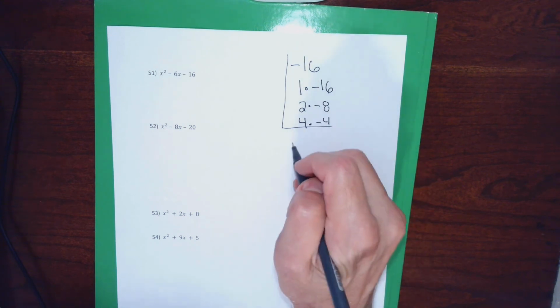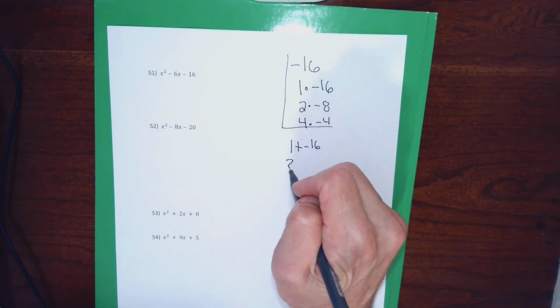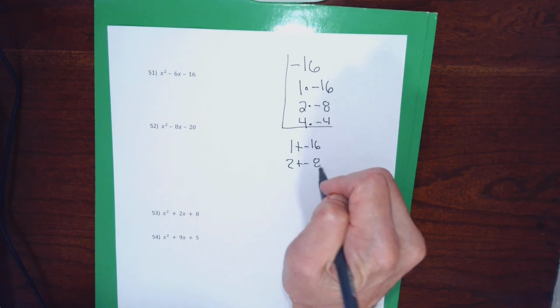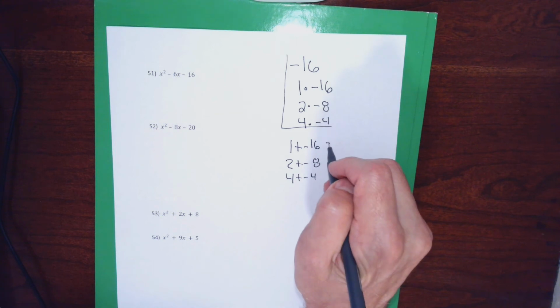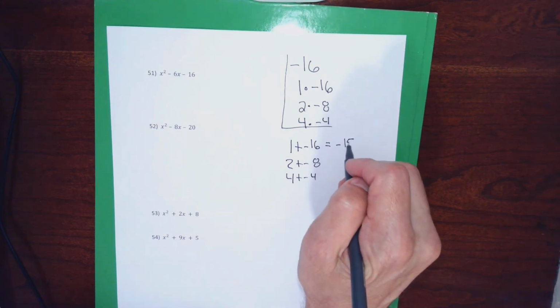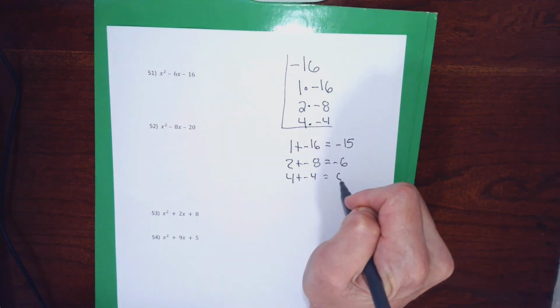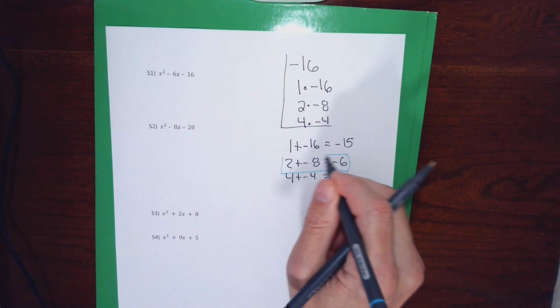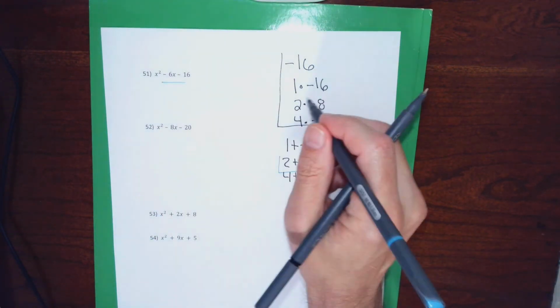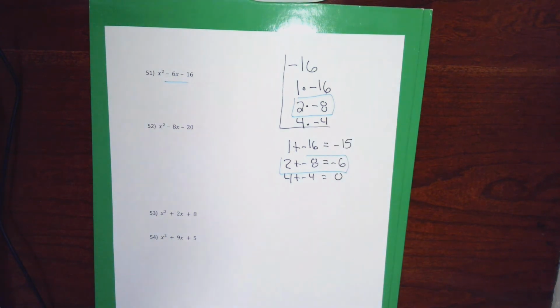Let me add these. 1 plus negative 16, 2 plus negative 8, 4 plus negative 4. 1 plus negative 16 is negative 15. 2 plus negative 8 is negative 6. 4 plus negative 4 is 0. The pair that I'm going to need in problem 51 are the 2 and negative 8, because that's the pair that gives me the negative 6.